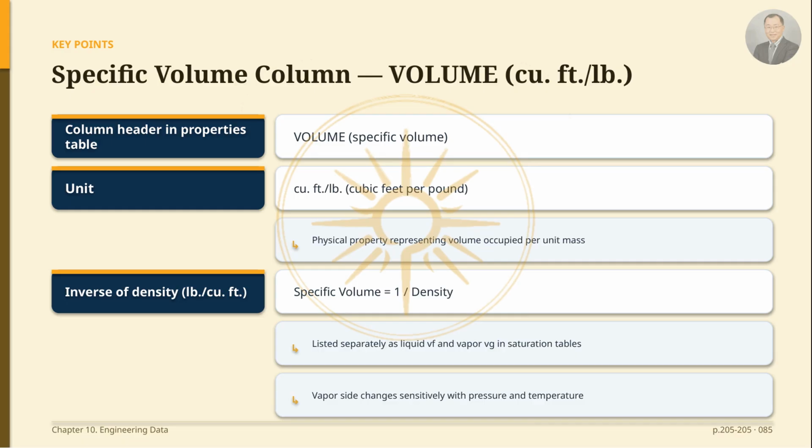I'd like to introduce the specific volume column. This column, labeled as volume, refers to specific volume, and the unit is FT superscript 3/pound. Specific volume is the volume occupied by a unit mass and is the inverse of density. That is, specific volume is 1 divided by density. In the saturated state table, it is divided into liquid-specific volume VF and vapor-specific volume VG. In particular, the vapor side specific volume varies significantly depending on pressure and temperature.